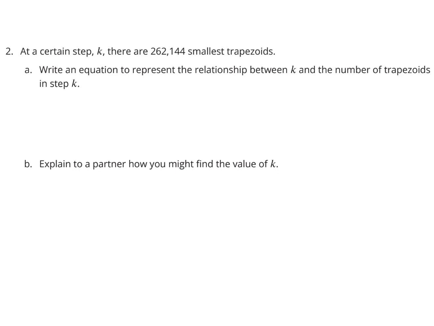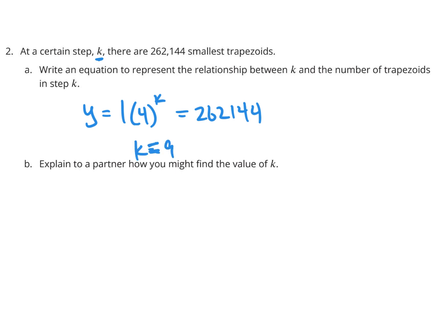Okay, at a certain step k, there are 262,144 trapezoids. So now, k is our step, which is our exponent. If we have y equals 1 times 4 to the k power, when does that equal 262,144? You just keep scrolling down, and k will be 9. There are lots of ways to do it, but the easiest way is to write the equation like we've been telling you to do in all the lessons, and then hit second graph and scroll down a table of values.